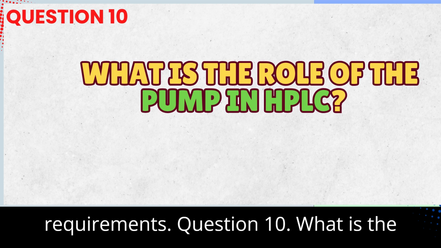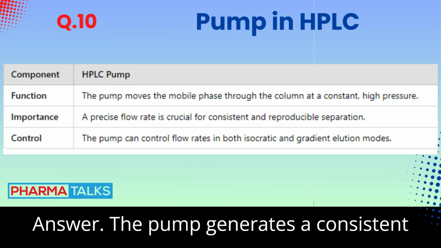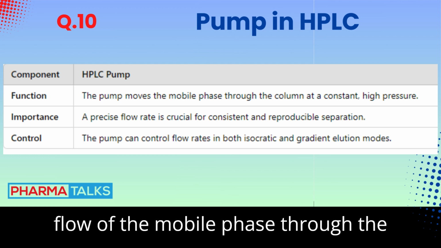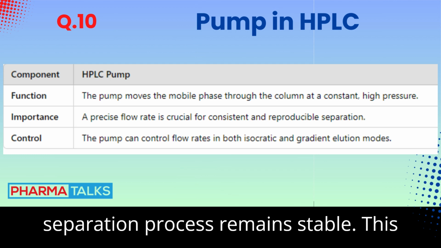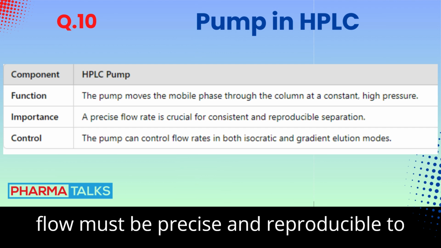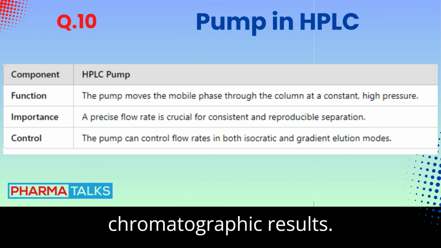Question 10. What is the role of the pump in HPLC? Answer. The pump generates a consistent flow of the mobile phase through the column at a set pressure, ensuring the separation process remains stable. This flow must be precise and reproducible to maintain accurate and consistent chromatographic results.